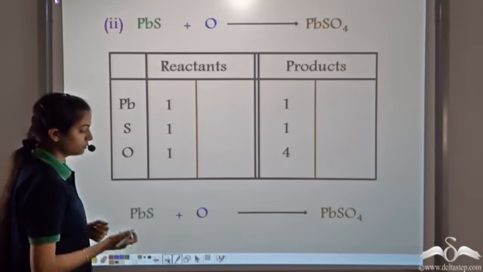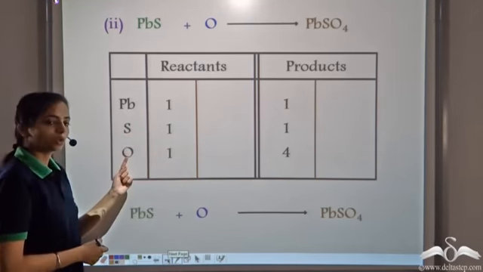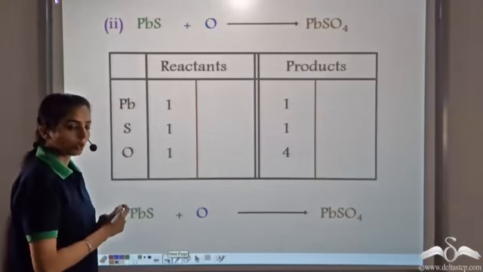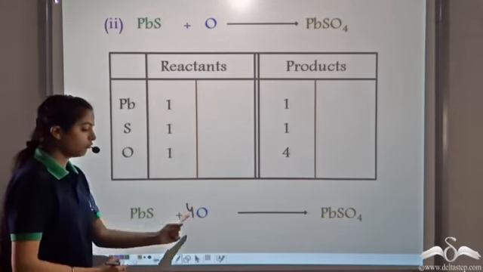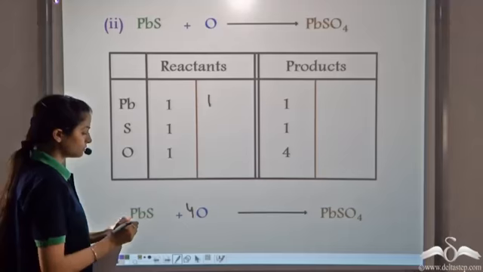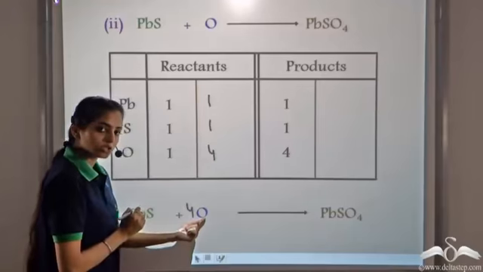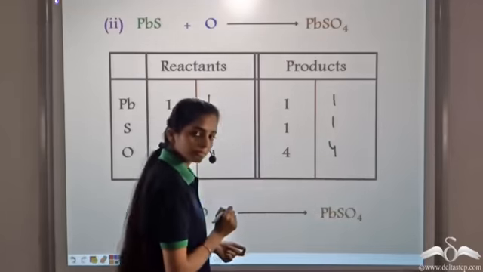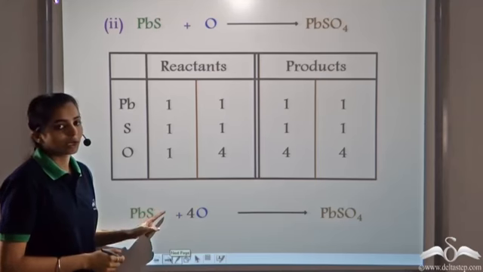Let's write our equation now. So we see lead is already balanced, sulfur is also balanced, but oxygen on the reactant side we have 1 atom, on the product side we have 4 atoms. So now we have to balance oxygen. So we balance oxygen by taking 4 atoms of oxygen. This remains the same, sulfur atoms remain the same, and we get 4 atoms of oxygen. On the product side we have not made any change. So this remains the same. So this is our second balanced partial equation.